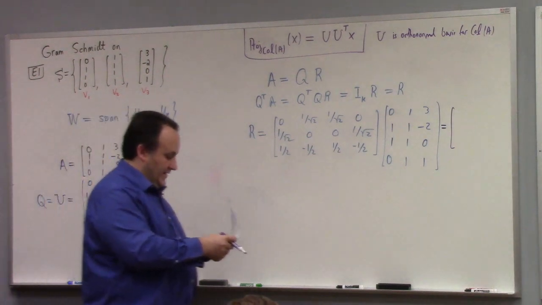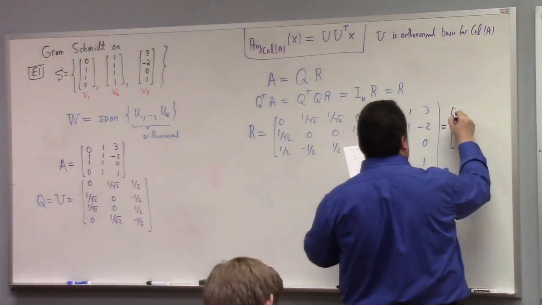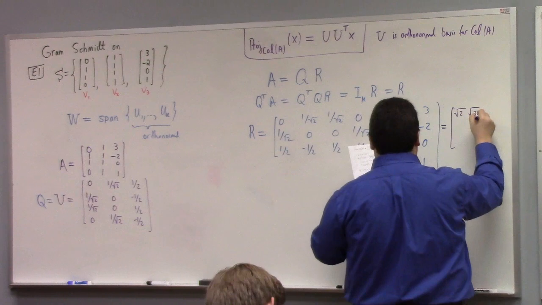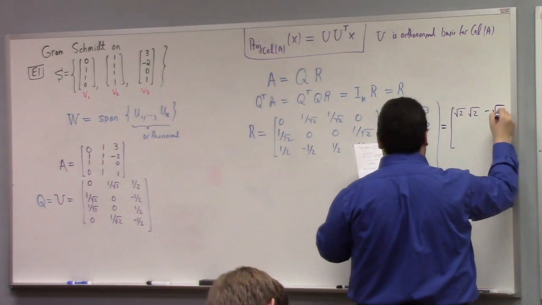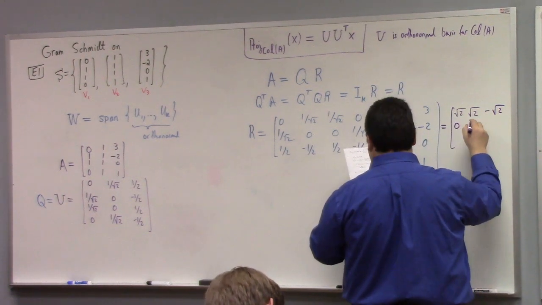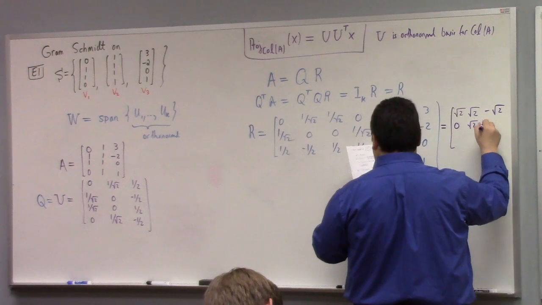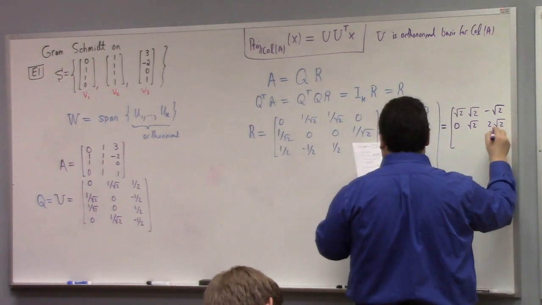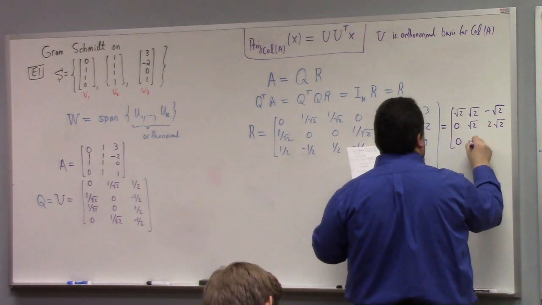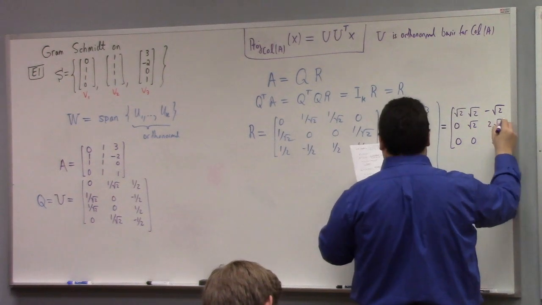Oh yeah. So I got root 2, minus root 2, 0, root 2, 2 root 2, and 0, 0, 2.